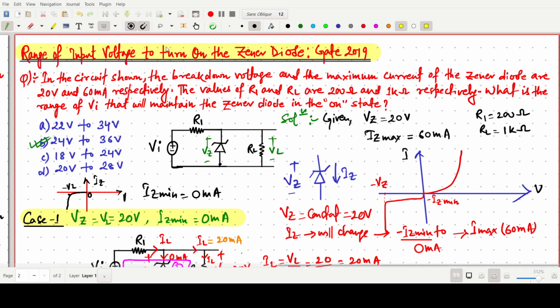This is a simple question, but we have to be very careful about the concept that the minimum current when the diode is on would be IZ min, but for the ideal purpose we are saying it should be 0. Then we calculate the Vi value, then IZ max, and then we calculate the Vi value. R1 and RL are given, and this voltage will always be 20 volt, because the Zener diode operates in the on condition. The overall voltage across the load will be constant even when the supply changes.